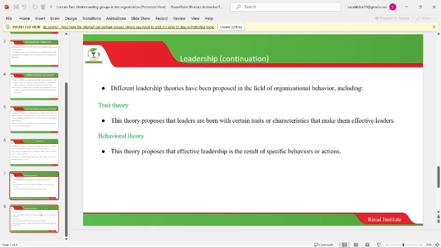One is the trait theory. This theory proposes that leaders are born with certain traits or characteristics that make them effective leaders. It assumes that leaders have certain innate characteristics. In this theory, it is believed that leaders are born with those characteristics.